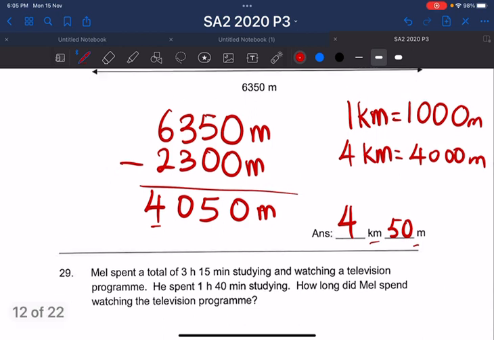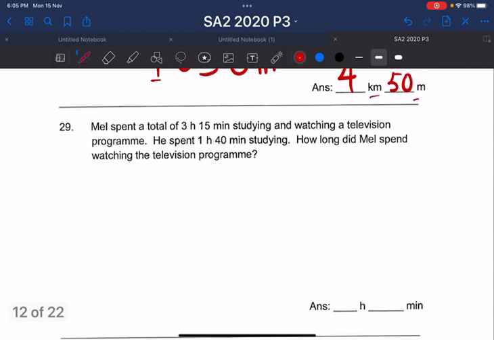Alright, now question number 29. This girl called Mel is taking a long time to study and watch TV. A total of 3 hours and 15 minutes to study and watch TV. Now, she says that she spent 1 hour 40 minutes studying. So the question is how much she spent on the TV.